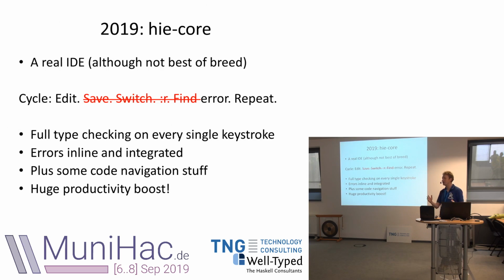And now the cycle is reduced even further. I type code, and it goes red wiggly straight away. There's no save. There's no finding the error. It's just there. So now I can get an even tighter feedback loop. And also, because it's more of a full IDE, I've got full type checking on every keystroke, errors properly, more code navigation stuff. And again, I found that this is another huge productivity boost.